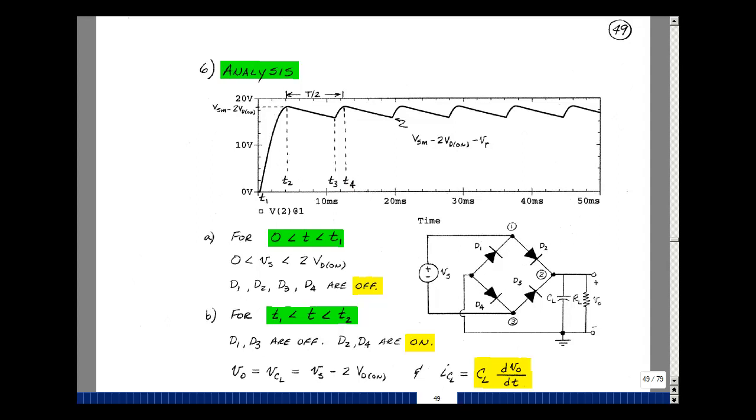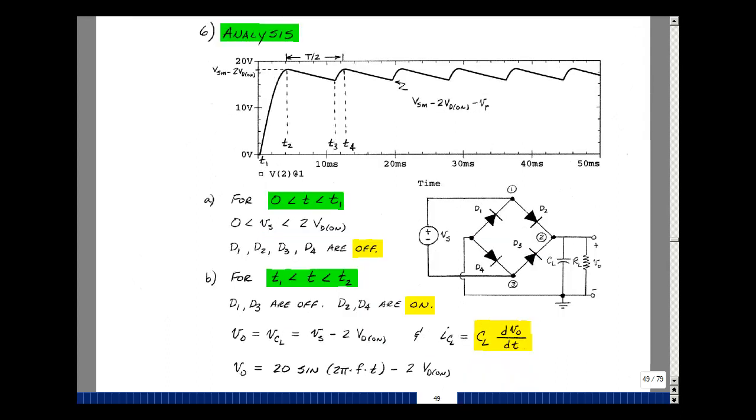Between 0 and T1, the input voltage isn't big enough to turn on the diodes. All 4 diodes are actually off. At time T1, our input's going up, and we're seeing that diodes 2 and 4 are on, and 1 and 3 are off. The output voltage is also the capacitor voltage, and if we go around the loop, that's going to be equal to V sub S minus 2 diode drops, just like we did in the bridge rectifier.